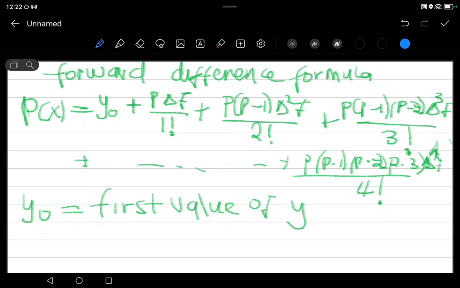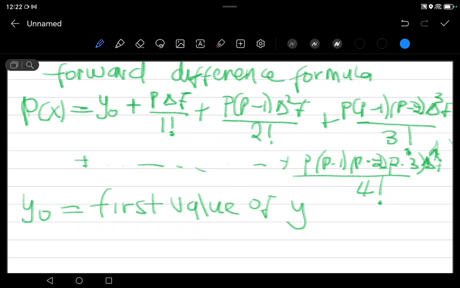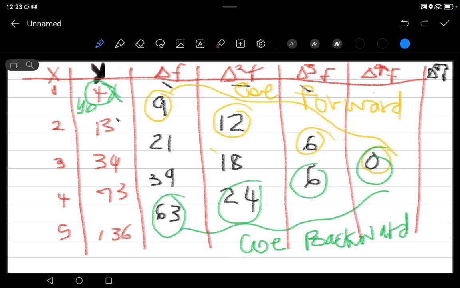So our y0 here is going to be what? It's going to be 4. This is our y0, it's going to be 4. And then P, remember this one is for polynomial, and this P here on the formula is equal to x minus x0 over h. x0 is going to be the first value of x, which is 1. This is our x0, this is our y0. Our x0 is 1, our y0 is 4.